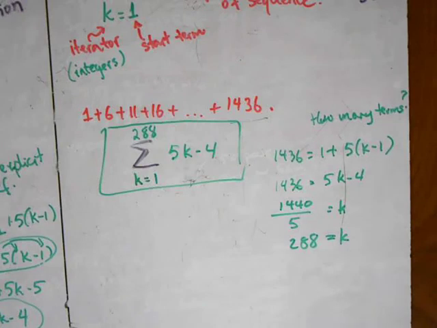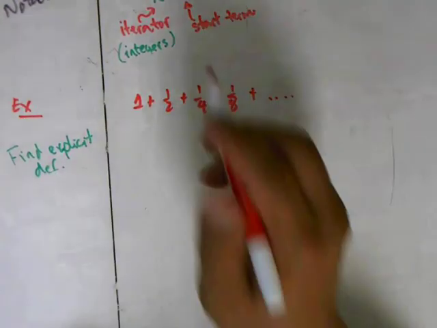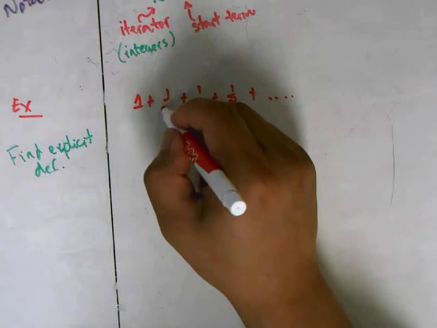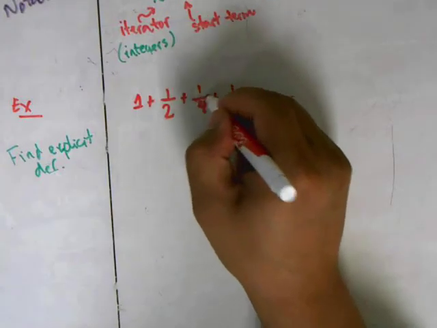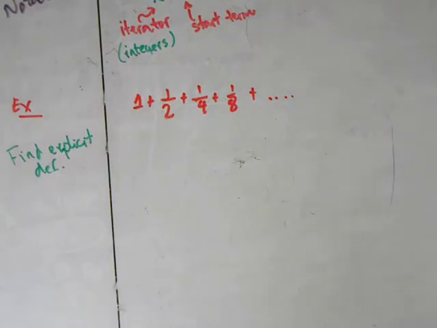So you've got to be very careful what these variables and what these subscripts mean. It can be a bit confusing, and it's really easy to get lost in them. Now let's look at another example. This is a series that has 1 plus 1/2 plus 1/4 plus 1/8 plus 1/16 and so on, and this seems like it goes on forever.